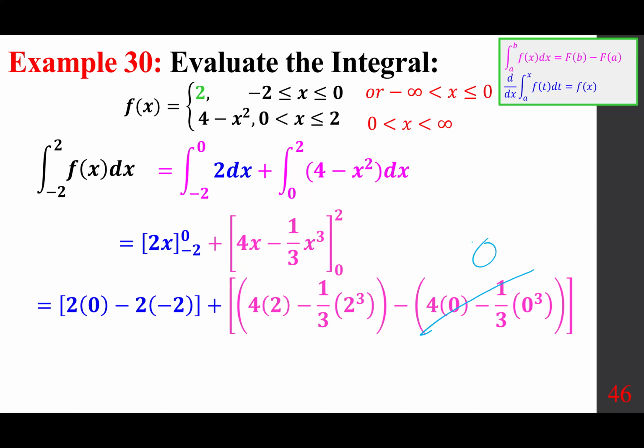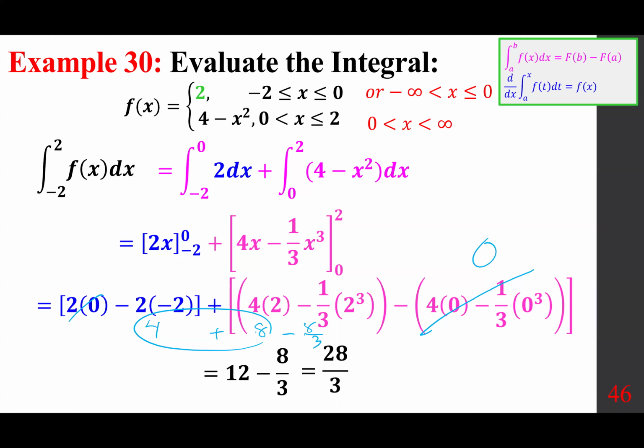So what you're looking at is 4 plus 8 minus 2 cubed is 8/3. So 4 and 8 is 12. 12 times 3, 36/3 minus 8/3 is 28/3.